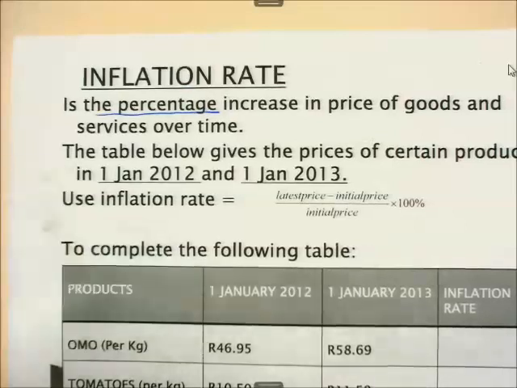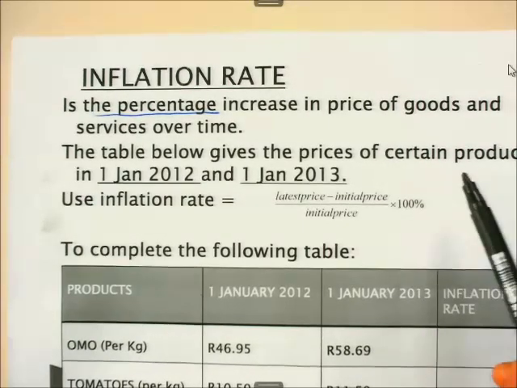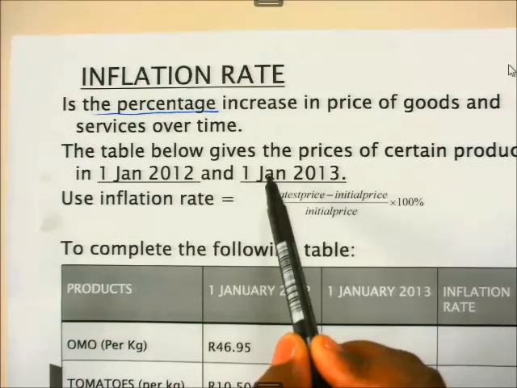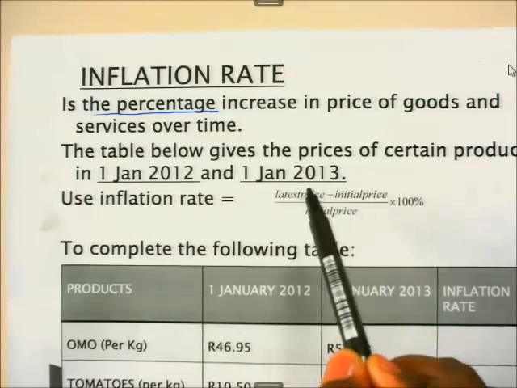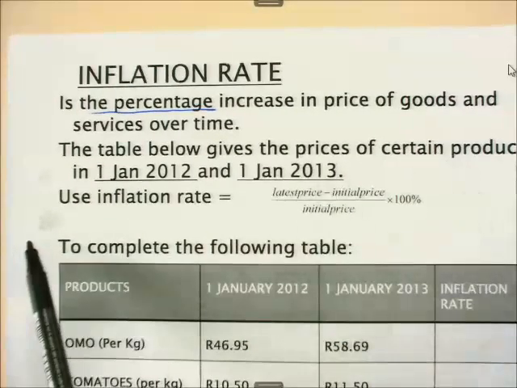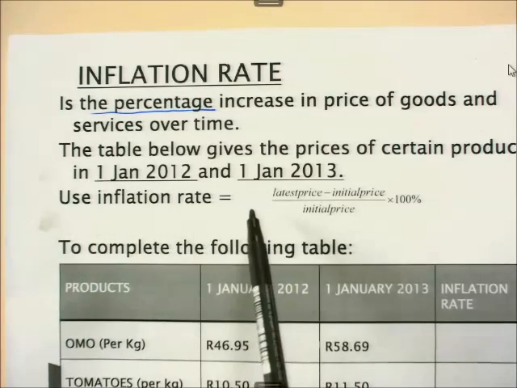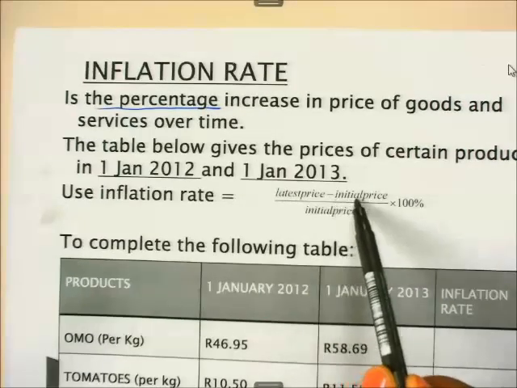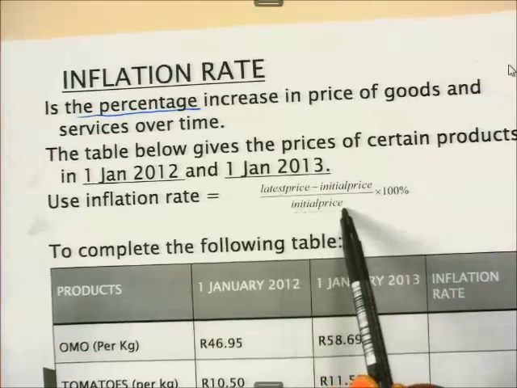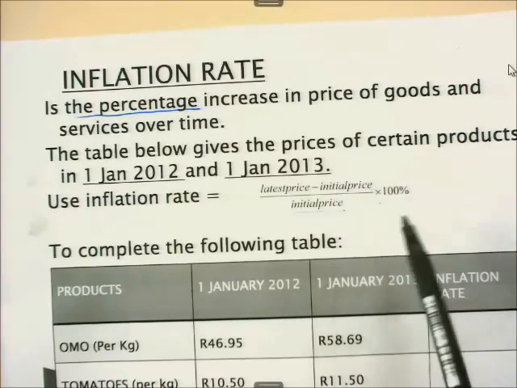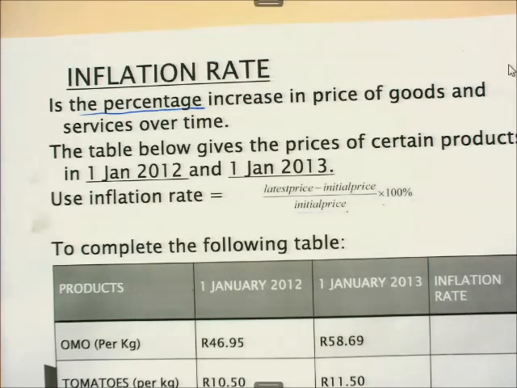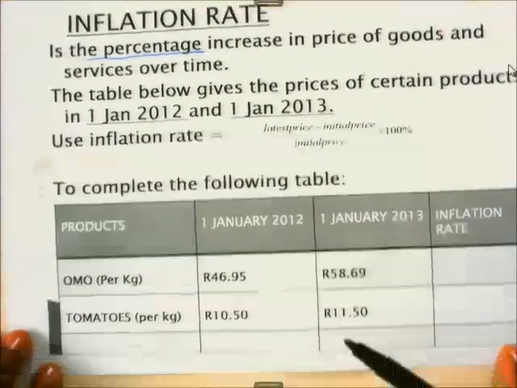Now, the table below gives the prices of certain products during the 1st of January 2012 and 1st of January 2013. Now, the question says you must use the inflation rate formula, which is the latest price minus initial price divided by initial price multiplied by 100%. Remember, we said inflation rate is the percentage. So if we talk about percentage, we'll end up with 100%. Now, this is our table.